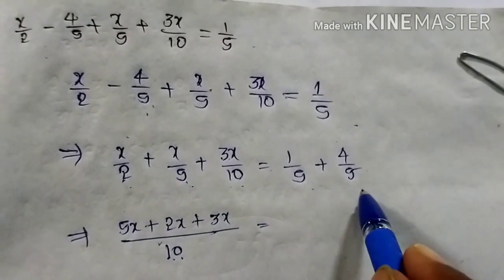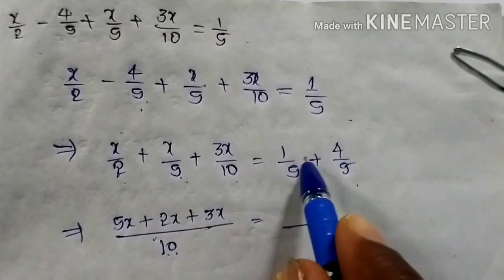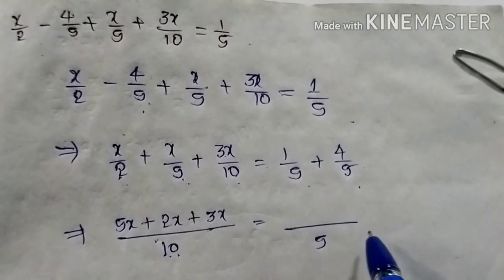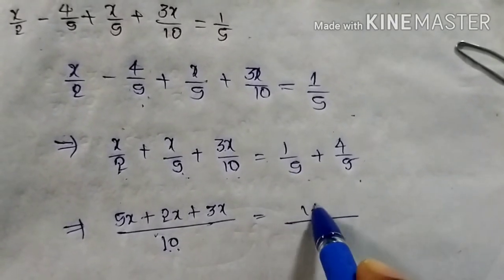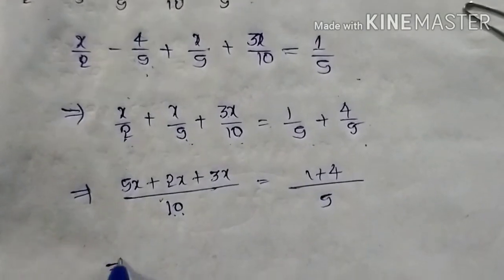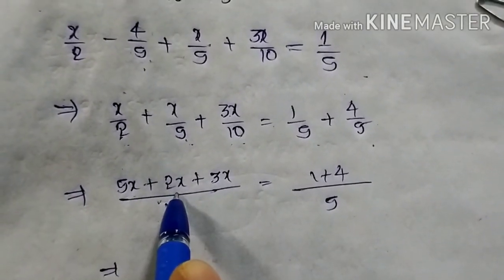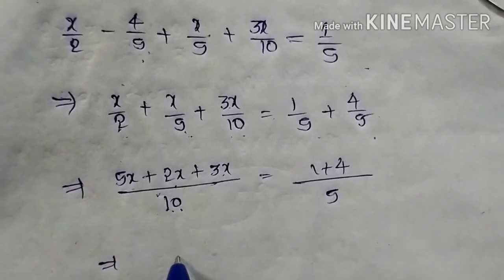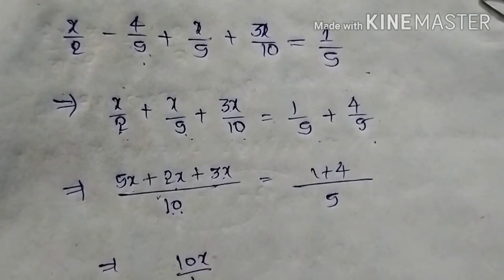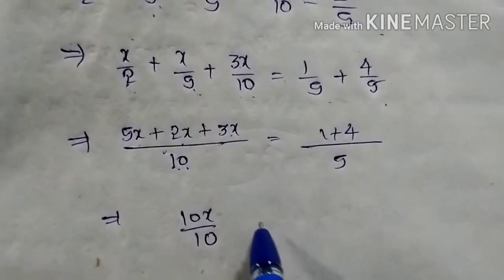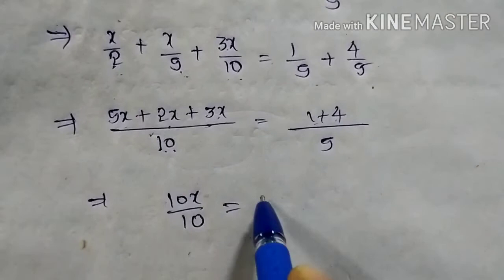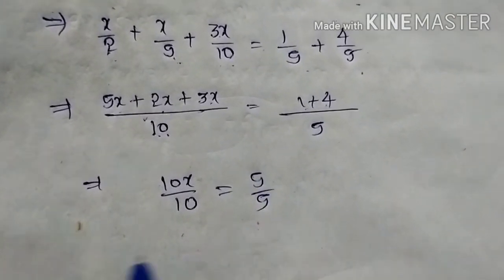See, both are the like terms, so that you can add the numerators directly. That means you can write here 5 as denominator, 1 plus 4. You can simplify here 5 plus 2 is how much? 5 plus 2 is 7. 7 plus 3 is how much? 10x. You can write here 10x by 10. 10x by 10 is equal to 1 plus 4 is how much? 5 by 5. Yes or no?